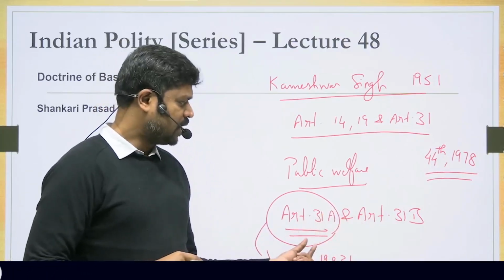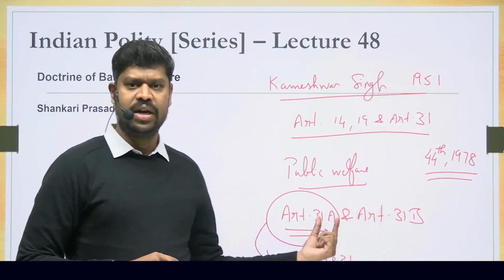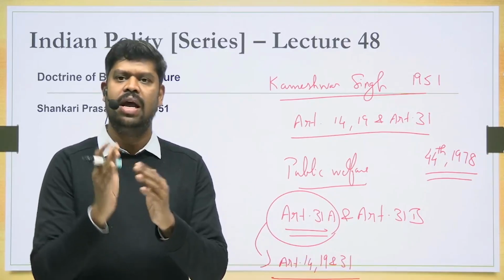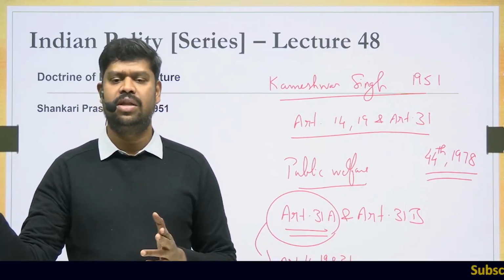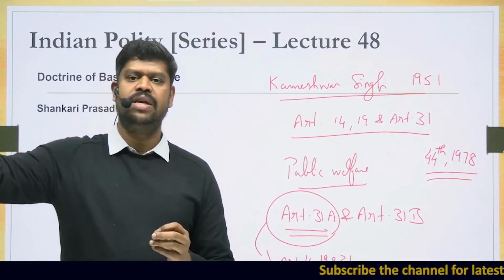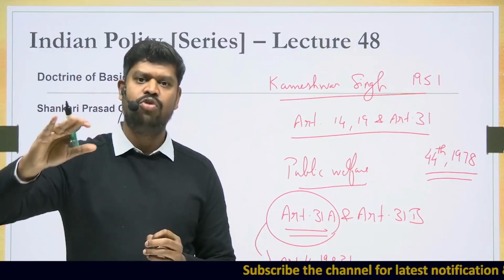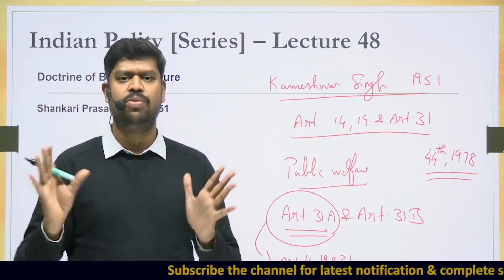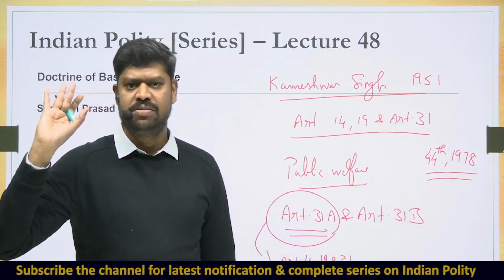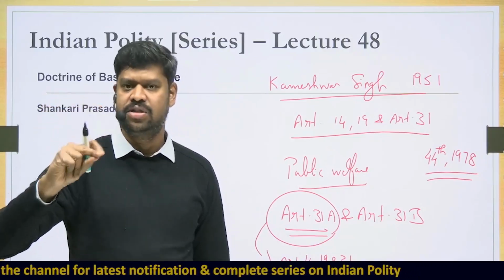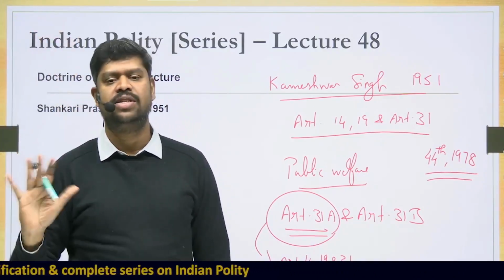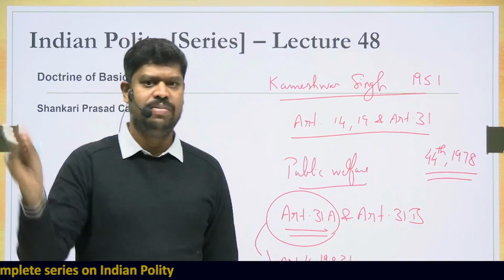So the difference between Article 31A and Article 31B is, while Article 31A protects only certain categories of laws related to agrarian reforms and all those things, and only against Article 14, 19 and Article 31, whereas what is Article 31B? Article 31B is saying that if any law is placed inside the 9th schedule, that law would be completely immune to judicial review, blanket immunity from judicial review. So here any category of law gets complete protection against being judicially reviewed, but the condition is this law has to be placed inside the 9th schedule. Unless and until it is placed inside the 9th schedule, nothing will happen. So that's the basic understanding you should have.